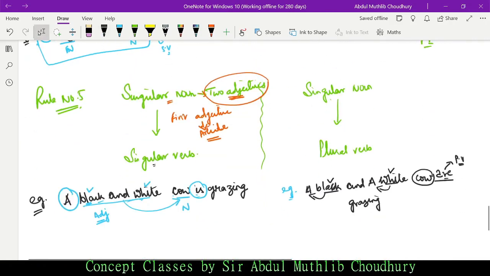Now in case of singular noun which is followed by two adjectives and only the first adjective has the article, therefore it will have a singular verb. And in case of singular noun with two adjectives and both adjectives are followed by articles, therefore it will have a plural verb.